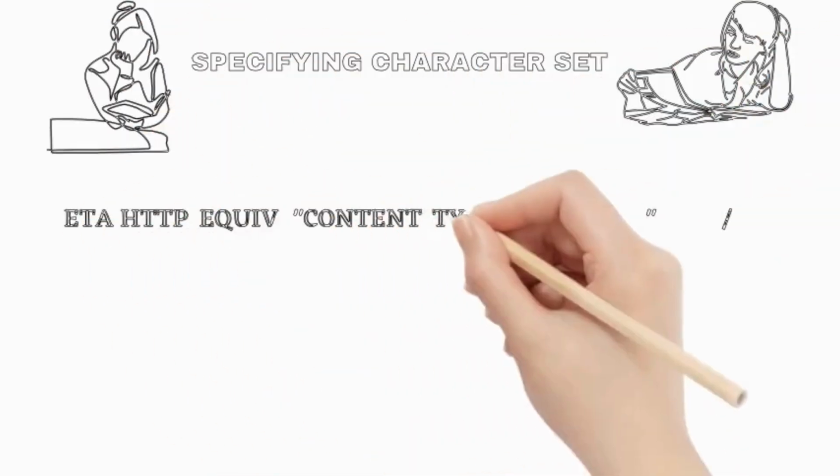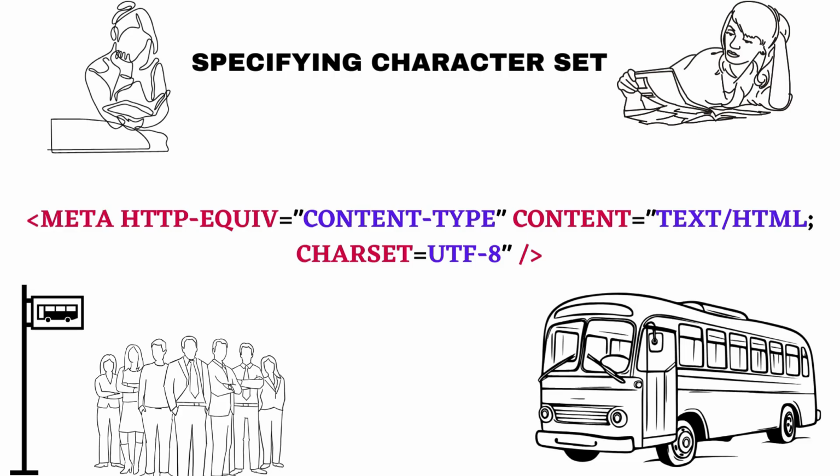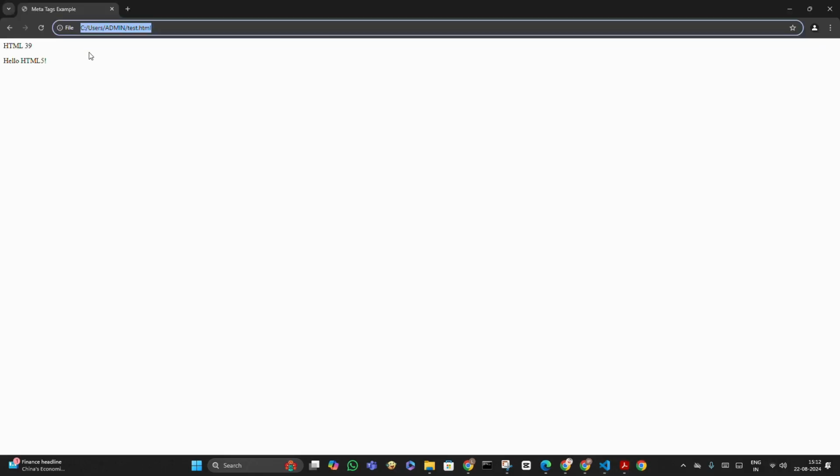Finally, you can use the meta tag to specify the character set used within the web page. This ensures the correct encoding and display of characters. Using the correct character set is important for ensuring that text displays correctly, especially for non-English languages.